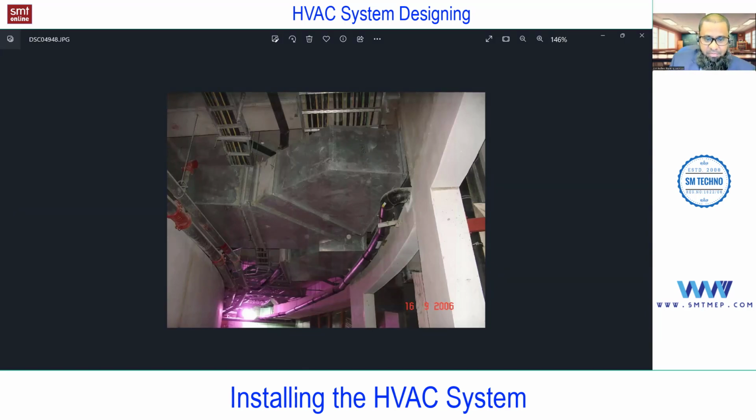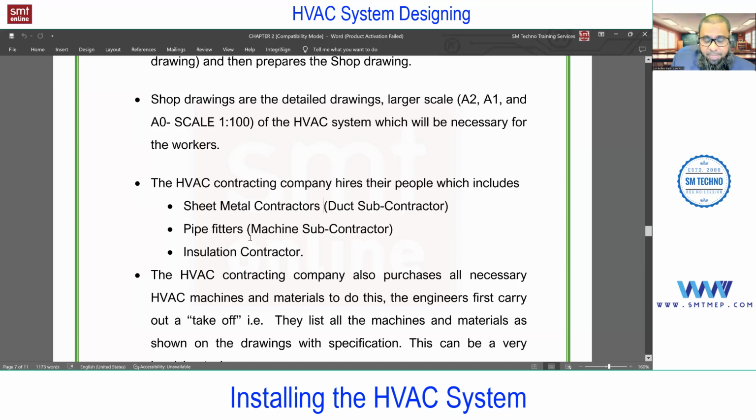Next, you see pipe fitters, they will take care of the welding and installation of pipe for the refrigerant side or for the chilled water side, etc. Then a separate insulation contractor who will take care of duct insulation as well as pipe insulation. At this level, if you don't know insulation, just remember insulation is used to reduce the energy losses. We have a separate topic for insulation and installation in the installation video course.